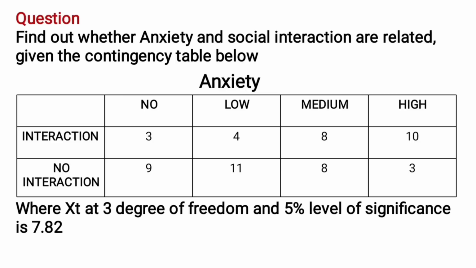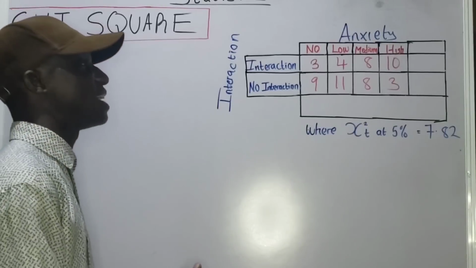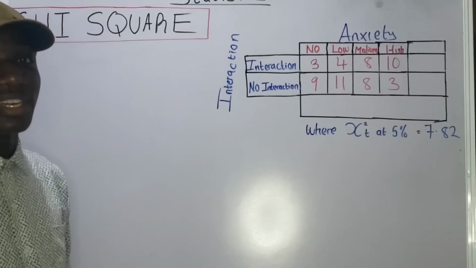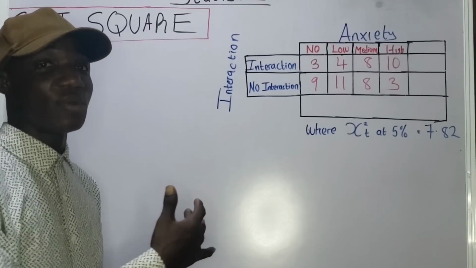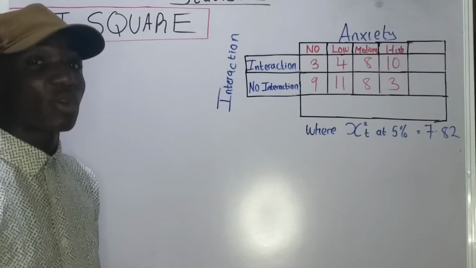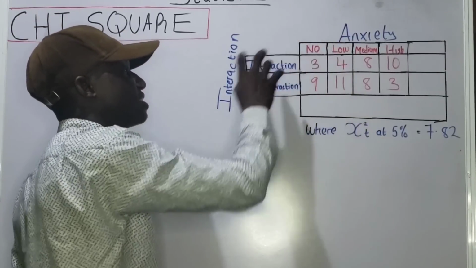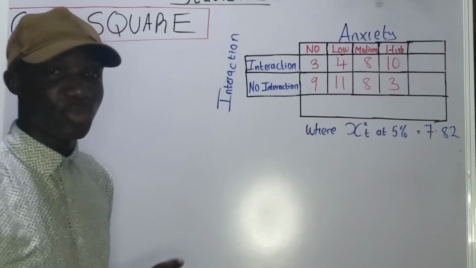Okay, so how do we solve this question? If you want to solve this question, the first step is that you have to take the row total and the column total. Just pay attention, okay? In our previous class, we learned that the chi-square test checks whether there is a relationship between two categorical variables that we have on our contingency table. The first category is what? Anxiety, and the second is the interaction. Are you paying attention?